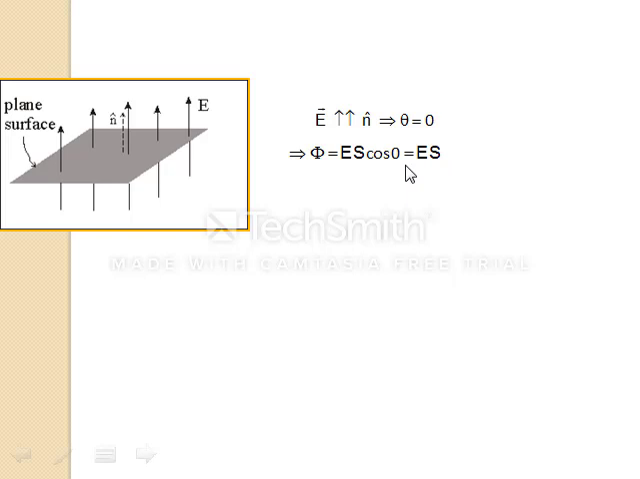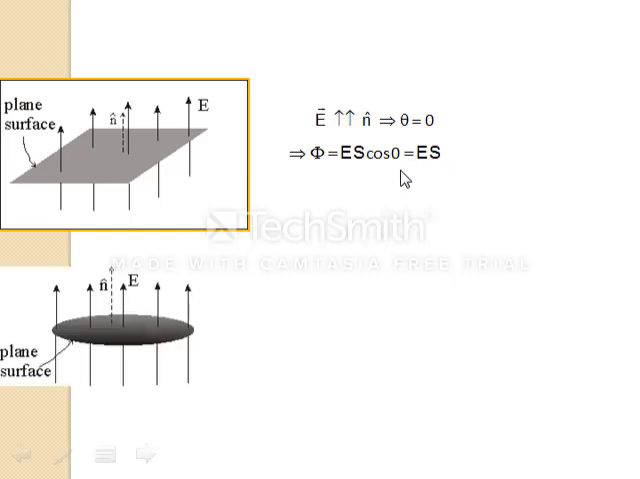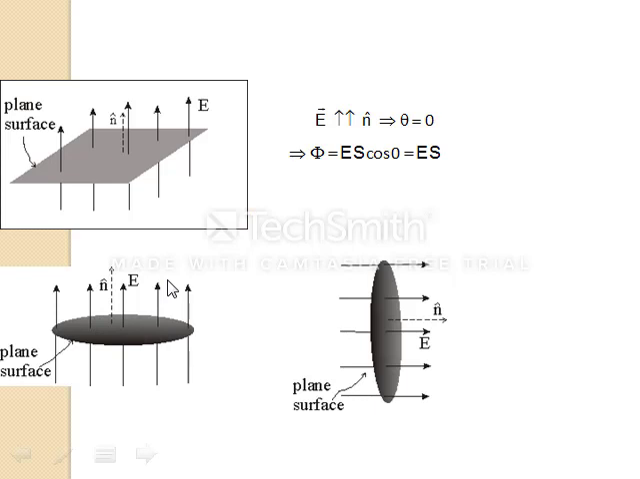Let's see a few other diagrams where we'll find the flux to be maximum. This one. It's also the same case. The difference is only that the surface has a circular boundary. Or this case, here even, it's the same thing. Direction of field is changed. Orientation of the surface is also changed. But still, these two are in the same direction, electric field and normal. So this was the basic of flux.